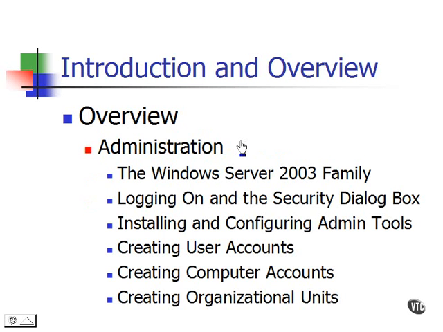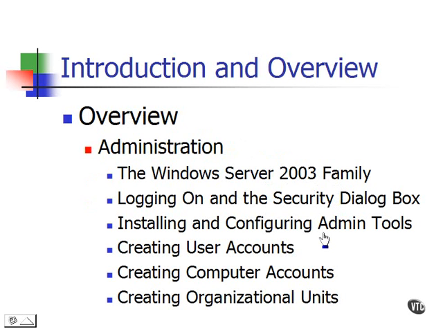First, we'll talk about administration. I think you'll agree that if you're going to be an effective administrator in a Windows Server 2003 environment, you need to know about the family of servers that are available to you. So we'll talk about the different editions of Windows Server 2003. We'll also talk about the logon and security dialog box. The logon box is, of course, where you log on, where you put in your username and password. But the security dialog box is a lot more than just that. We'll talk about what we can do with the security dialog box in Server 2003.